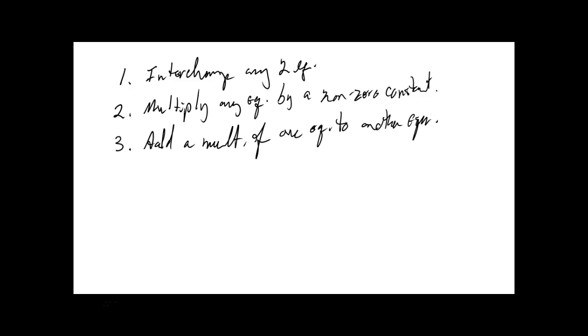Okay. Now, rewriting the system of equations in row echelon form usually involves a chain of equivalent systems, each of which is obtained by using one of those three basic operations. That process is called Gaussian elimination, after Carl Friedrich Gauss, that we mentioned before.